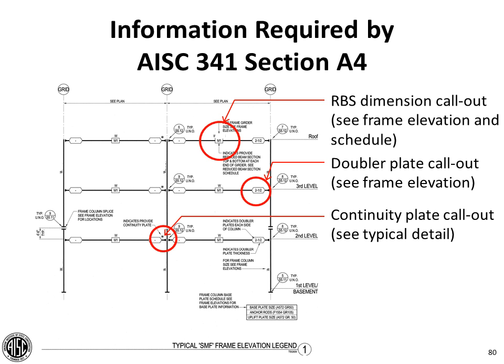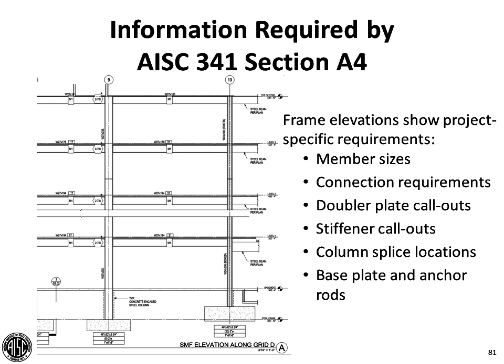And here's just some other information that could be shown. For example, the RBS dimension callout. I'll take a look and show you a schedule that provides actual dimensions and kind of what the philosophy is behind how those things can be developed. And then here's an example of what a project-specific frame elevation would look like, and this is where you provide the actual member sizes, any particular doubler plates, stiffeners, things of that nature, where the actual column splices are going to be located, and the base plate requirements that are specific to the project that you're actually looking at.